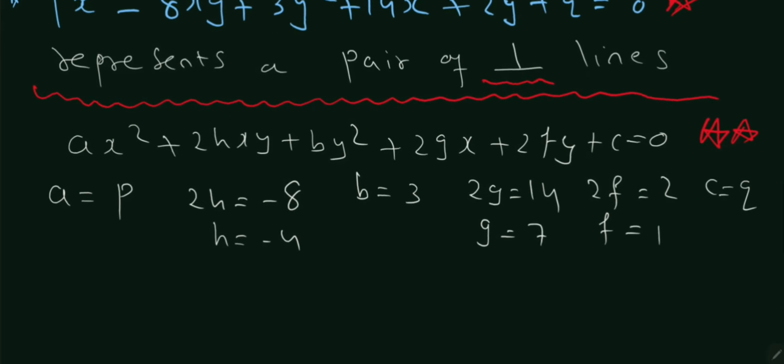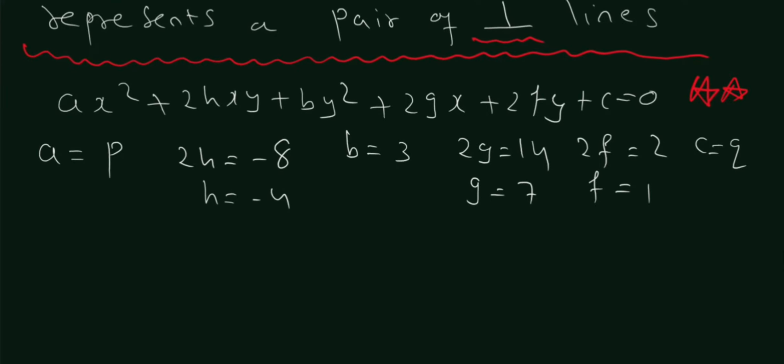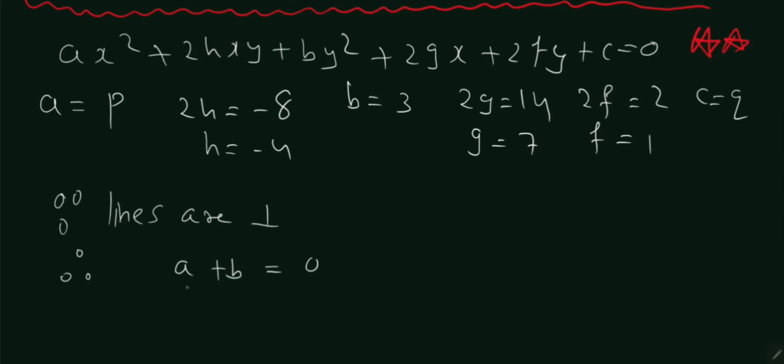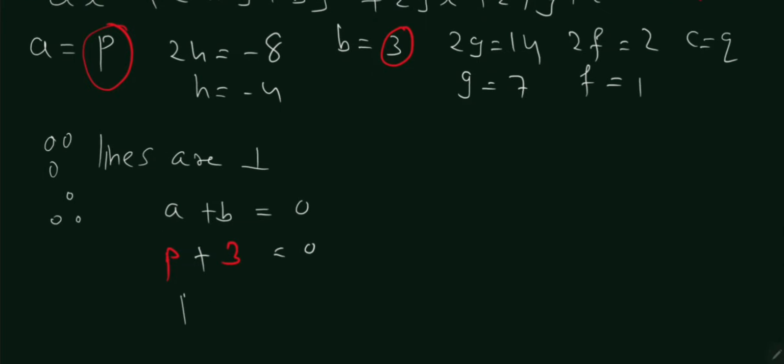What next? We just use the information that it is pair of perpendicular line. I say since lines are perpendicular, therefore we know that a plus b have to be equal to 0. So here value of a is given to me as p and value of b is given to me as 3. So we know that p plus 3 will be equal to 0, and this gives me value of p to be equal to minus 3. That's the first part of the problem. We got the value of p.